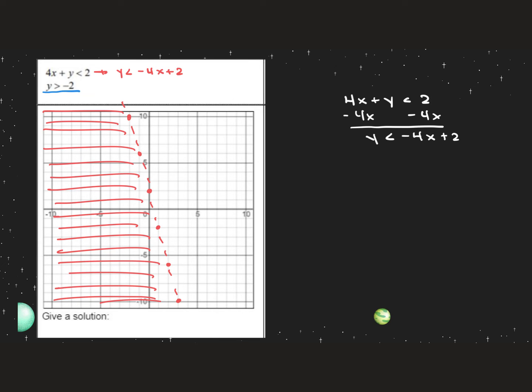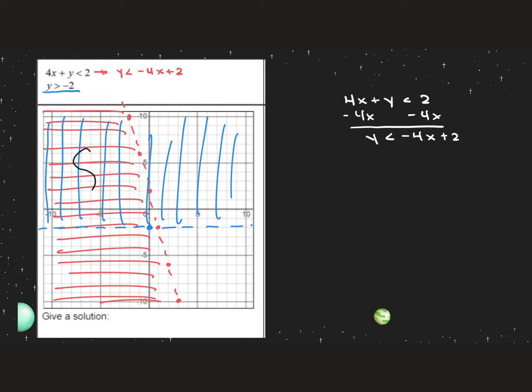Switch to blue. I have y is greater than -2. So going to -2, since y is greater than, we have a dashed line at -2, which is a horizontal line. And since y is greater, we're going to shade above my line. So this is going to be my solution area. To give a solution, we can say that (-5, 3) is a solution because it's in that solution area.